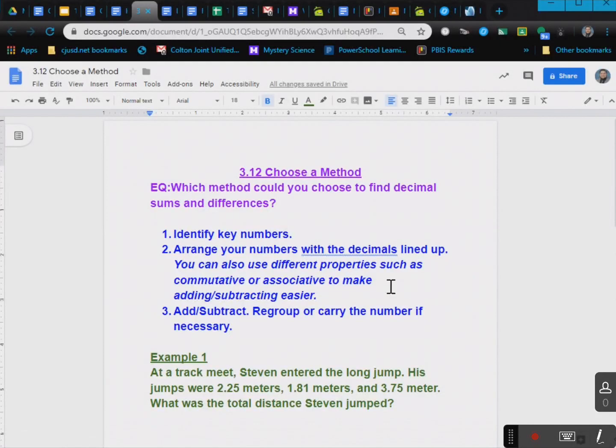Hello, welcome to 3.12, choose a method. The essential question today is, which method could you choose to find decimal sums and differences?